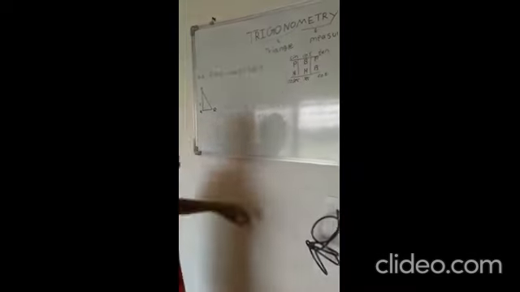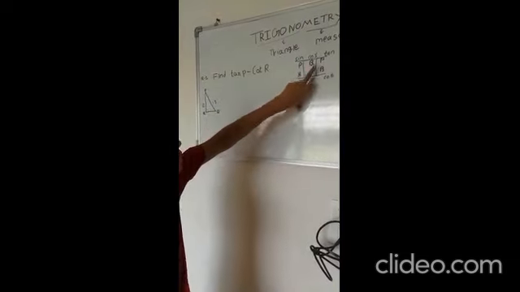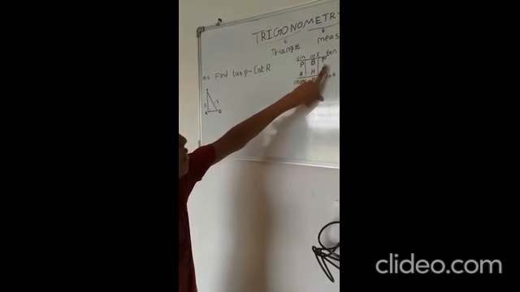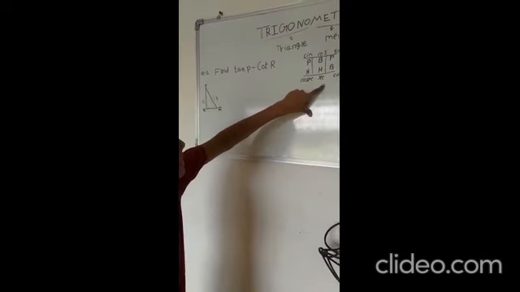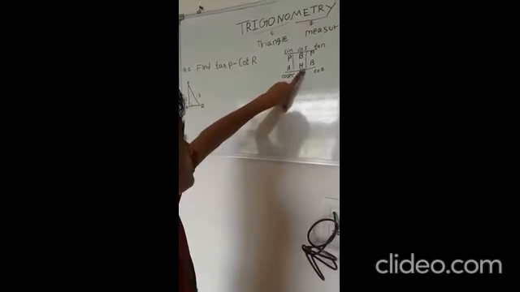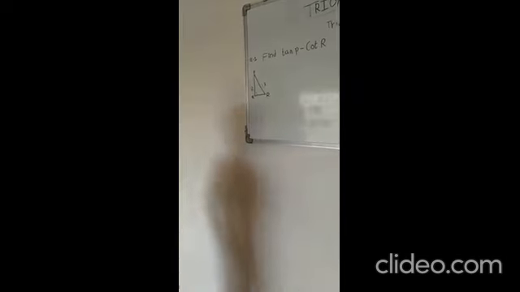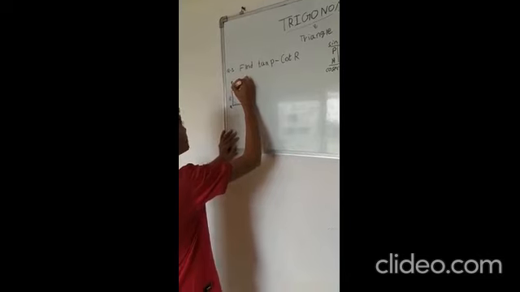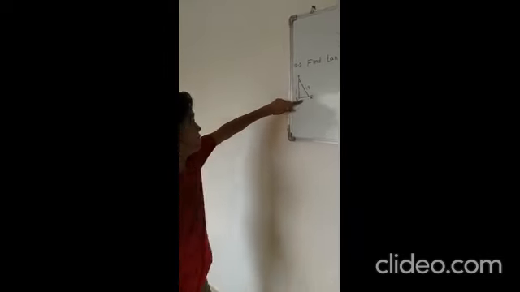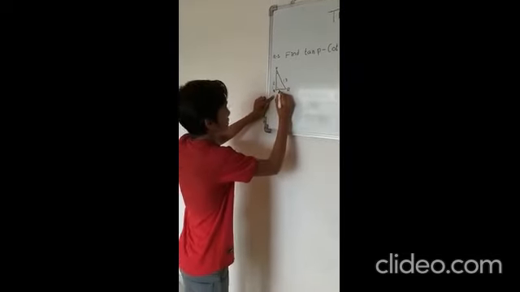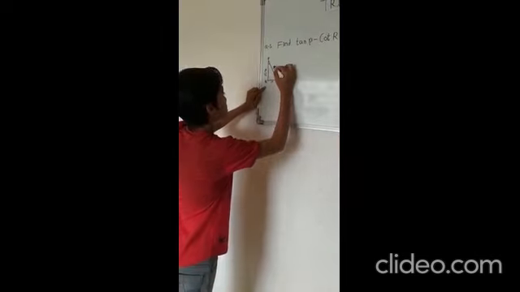This is the formula. Sin theta is P by H, cos theta is B by H, tan theta is P by B, cosec theta is H by P, sec theta is H by B, cot theta is B by P. Now, to solve the question, angle P is our theta. The side opposite theta is the perpendicular. So QR is our perpendicular, PQ is our base, and PR is our hypotenuse.